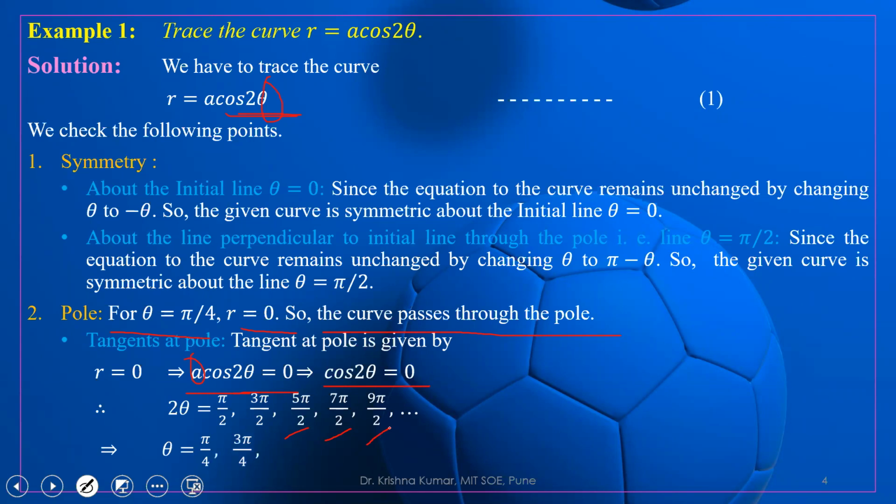Out of that, what is the value of theta? Theta is pi by 4, 3 pi by 4, 5 pi by 4, 7 pi by 4. If you take 9 pi by 4, again what will happen? It is 2 pi plus pi by 4, which is greater than 2 pi. Therefore, this value is nothing but the value of pi by 4. So no need to take values which are greater than 2 pi.